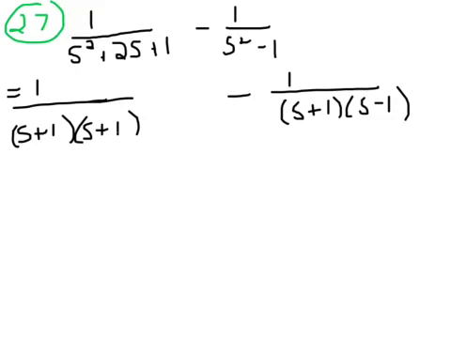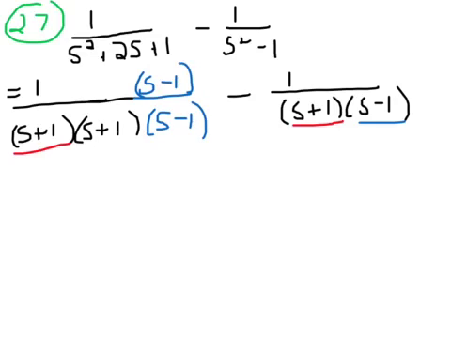Now, both of these fractions need to have the same thing in the denominator. What does the first one need? Well, if you look, both of them have an s plus 1, right? This second fraction has an s minus 1 that this first fraction doesn't have. So let me multiply by s minus 1 over s minus 1. Remember, what I'm doing is getting an equal fraction with the same denominator. So if I multiply the denominator by something, I've got to multiply the top by the same thing to keep the fraction equal.